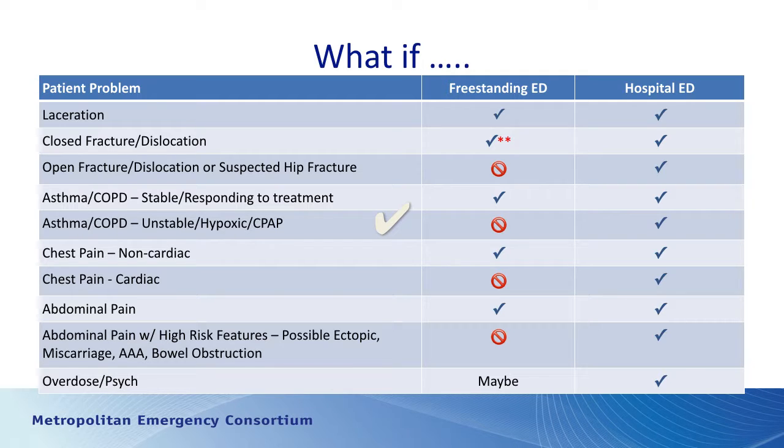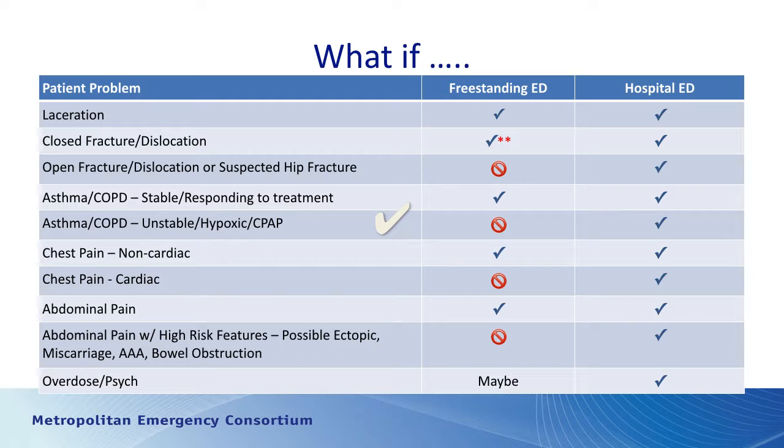Another candidate from an arrhythmia perspective that I think could safely be taken to a freestanding is a patient with SVT. You give them a dose of adenosine in the field, they break, they go to sinus rhythm. Good candidate for a freestanding emergency department. They can run some basic chemistries, observe the patient, and discharge the patient home with outpatient follow-up.